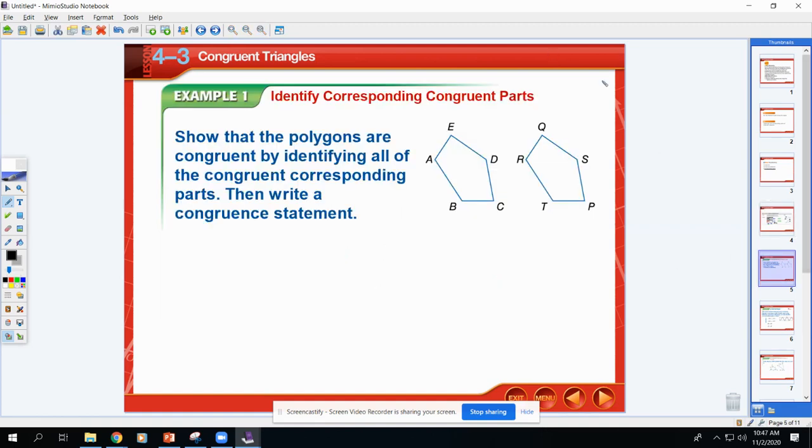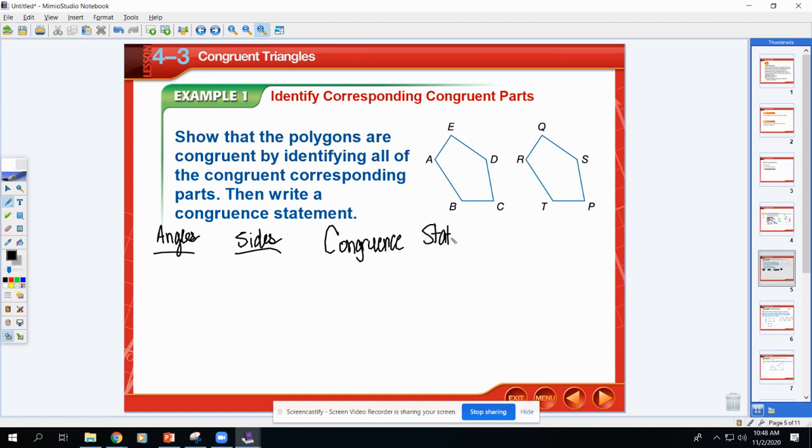All right, so it says here, show that the polygons are congruent by identifying all of the congruent corresponding parts, then write a congruent statement. So what we need to do here is come up with all of the angles that are congruent. We need to show all of the sides that are congruent. And then we need to write a congruent statement.